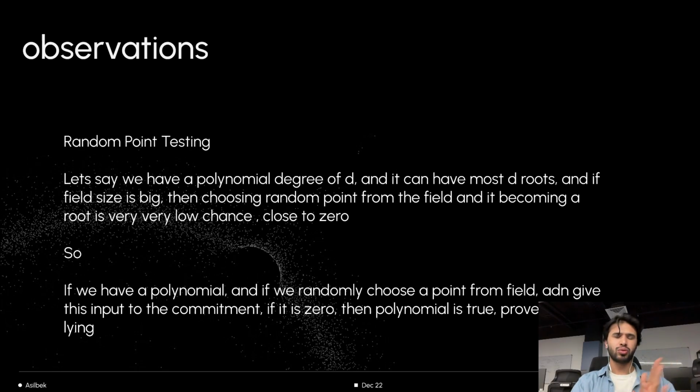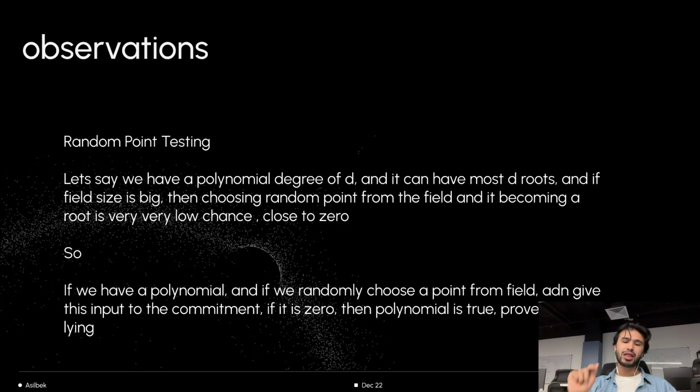Let's talk about one observation, things I learned. This is called random point testing. Let's say we have a polynomial of degree d. It can be 3, let's say it's 2, then it's a parabola, the quadratic formula. And it can have at most d roots, so it can have at most 2 roots. And if the field size is big, let's say 2 to the power of 256, it's going to be massive.